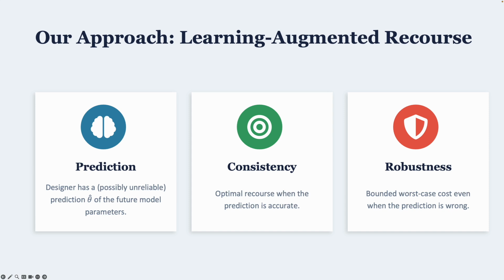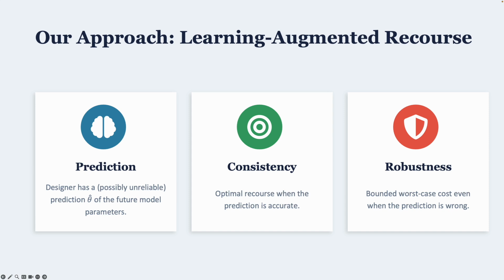But in reality, we usually know something about how the future will unfold. We might not know exactly, but we're not completely in the dark either. Beyond worst case analysis asks, can we exploit that partial knowledge to do better without giving up all our safety guarantees if that knowledge turns out to be wrong?